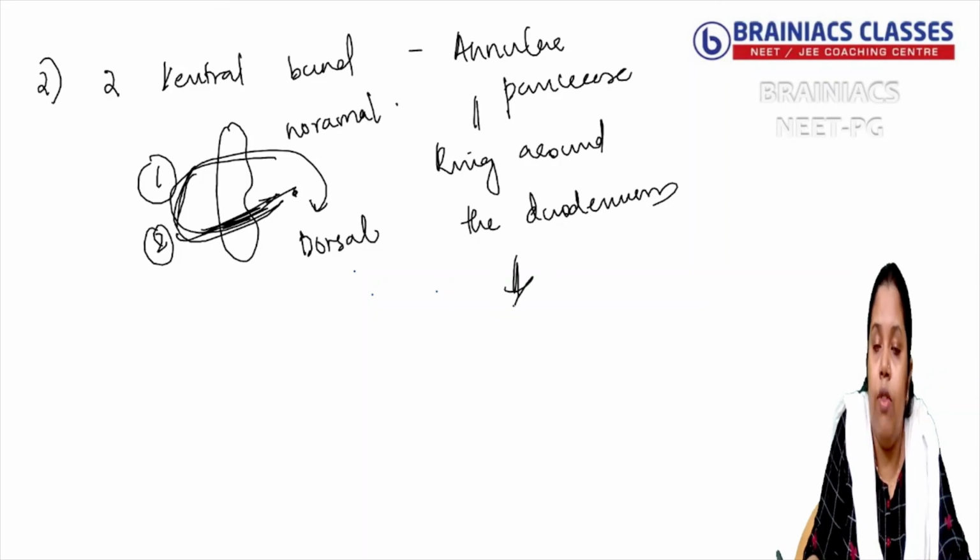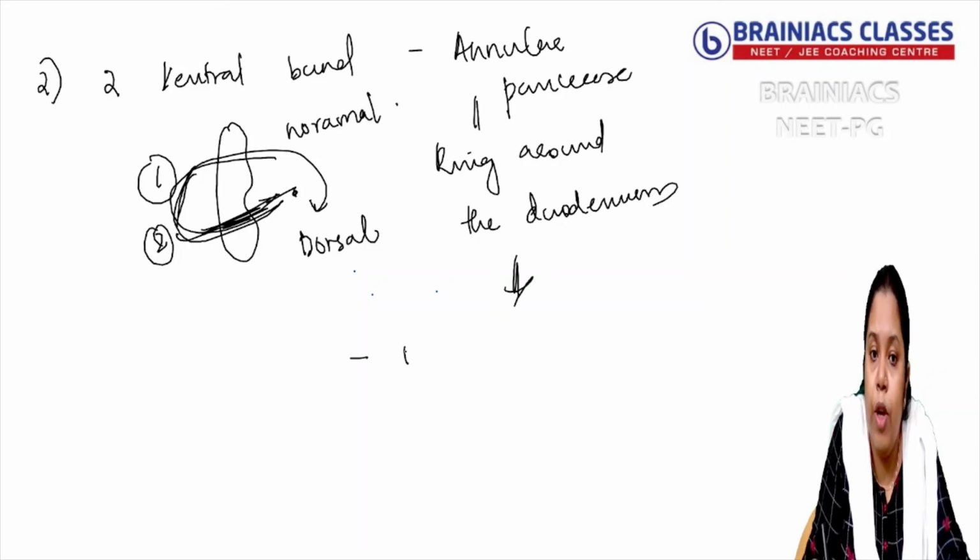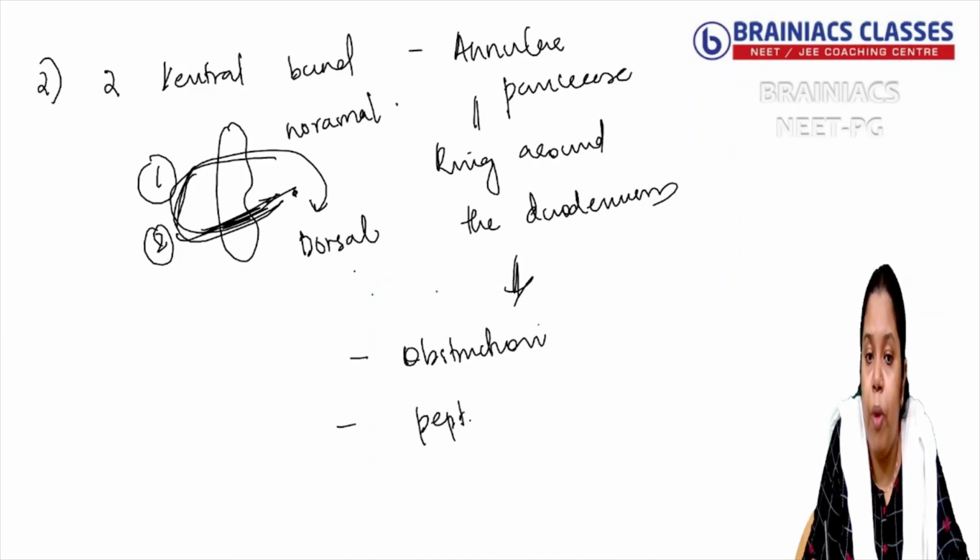Right? So what are the complications? You can say there will be obstruction. Second one, there will be increased chance of peptic ulcers. Okay. In case of annular pancreas. Understand?